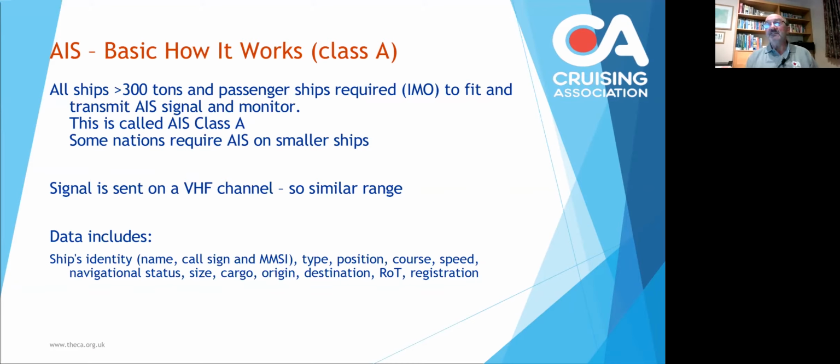And the data that Class A AIS sends out includes the ship's identity, so its name, its call sign, MMSI, type of ship, position, course, speed, navigational status, various things that are probably not particularly useful to us, although ROT, rate of turn, is something that can be quite useful because you can actually see whether a ship is currently manoeuvring. And we'll talk about that a bit later on. So that's Class A.